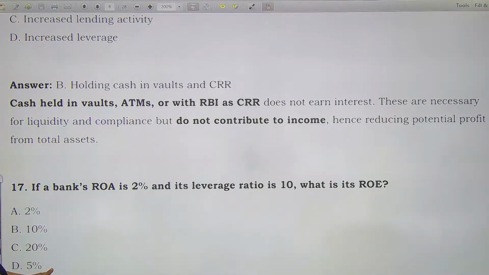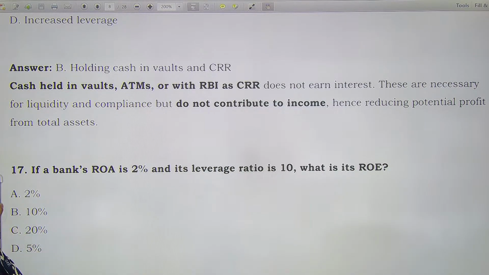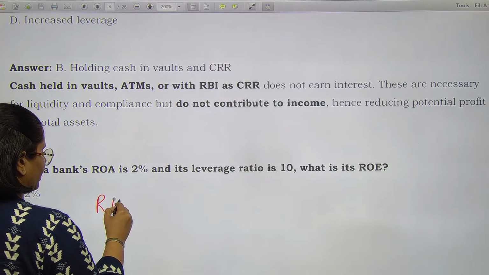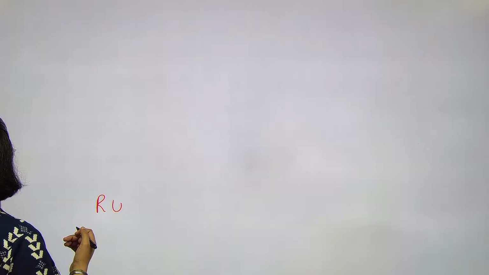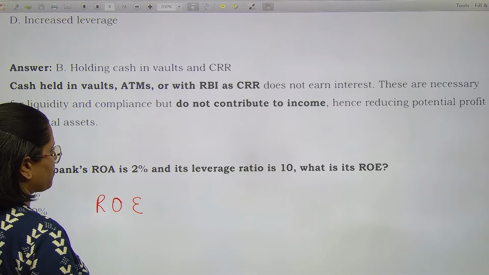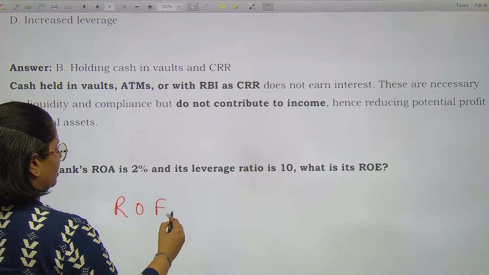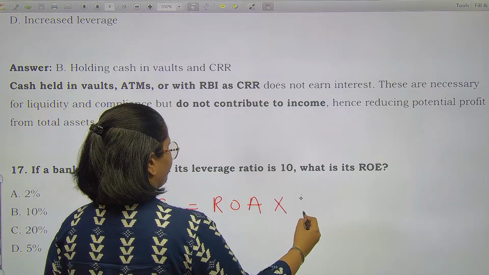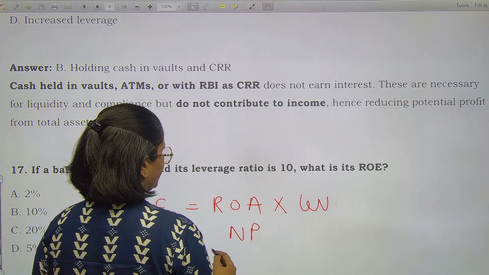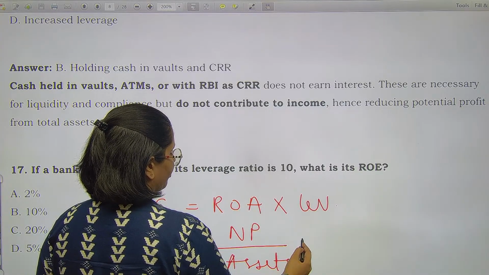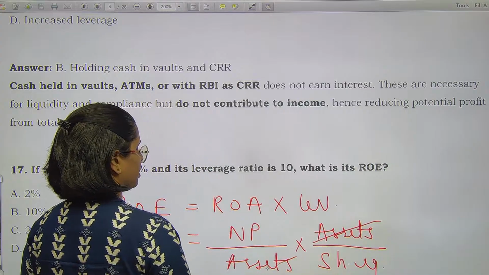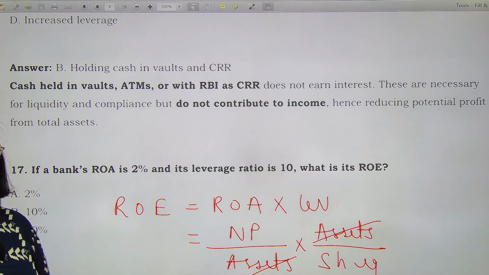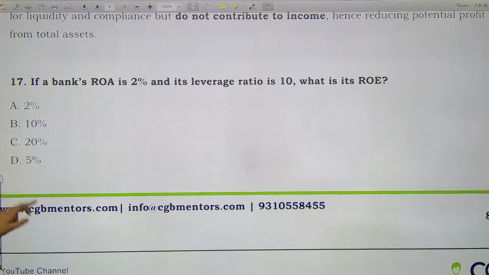Now, if a bank's ROA is 2% and its leverage ratio is 10, then what is ROE? ROE का बहुत ही simple सा formula है. If you want to calculate return on equity, just multiply return on assets with leverage. Why? Because return on assets means net profit divided by total assets, and leverage, I have just told you, is assets divided by shareholders' equity, right? So, see, eventually what remains? Net profit divided by shareholders' equity. This is what DuPont analysis suggests us, right? So just 2% multiplied by 10 and that is your ROE, that is 20%.